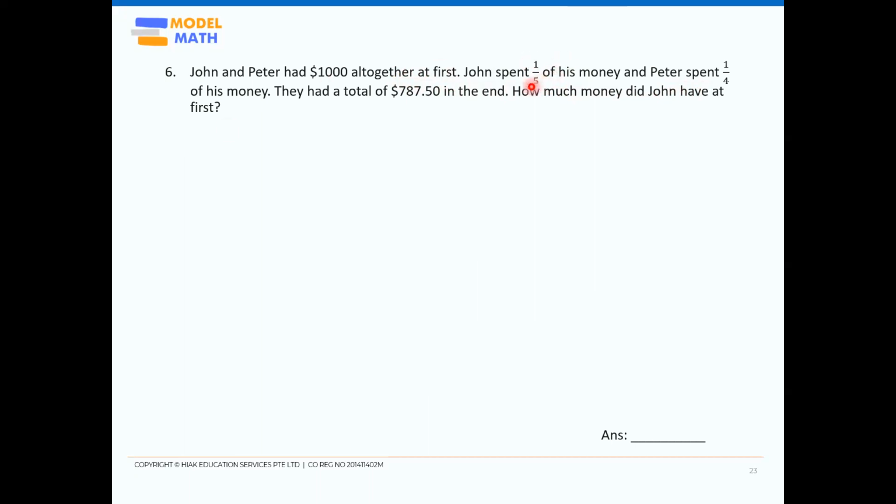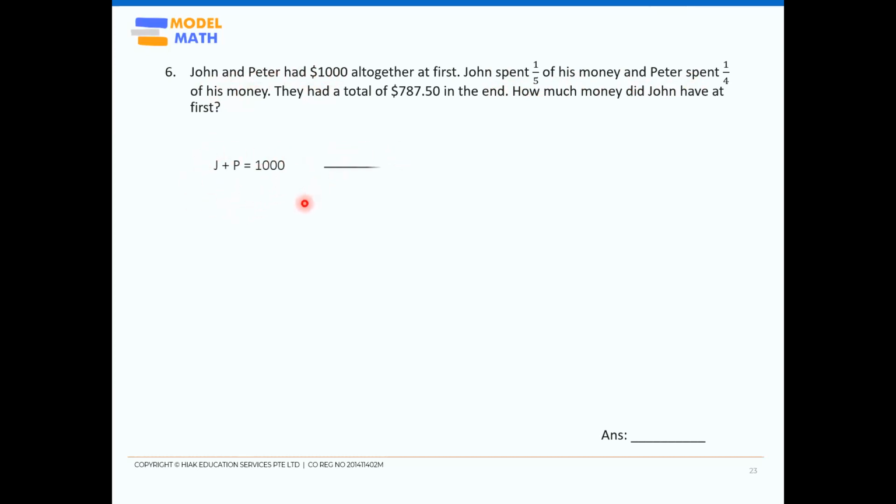So we notice that there are two changes involving John and Peter, and these two changes involve fractions. Do take note that these two fractions' denominators do not represent the same value because they refer to two different people's money at first. So we can record this down in a before-change-after way. Let's start off with $1,000 at first, which is what they both had all together.